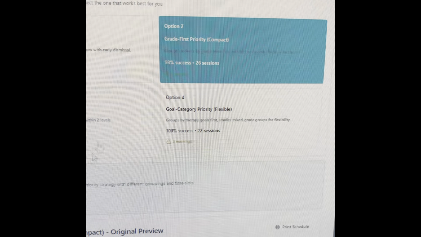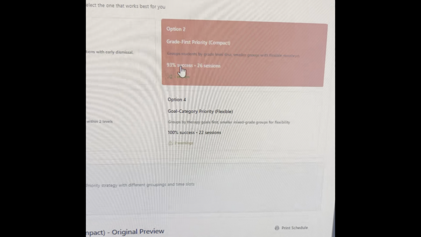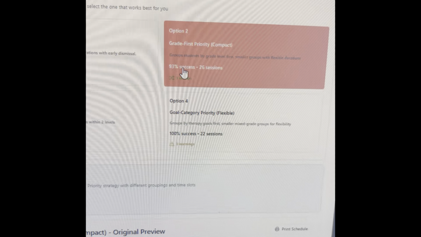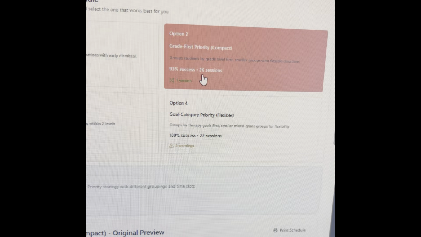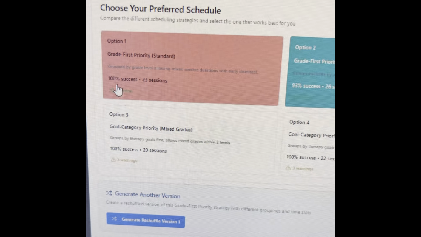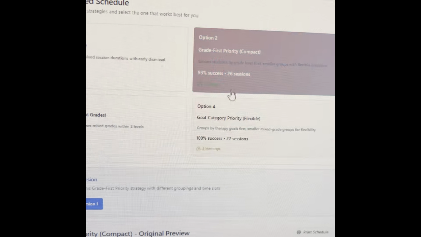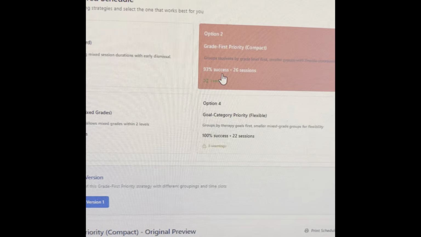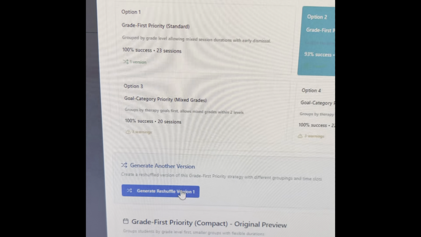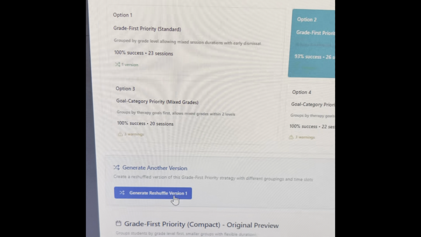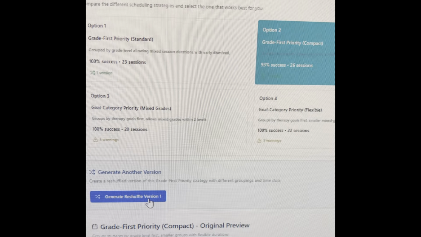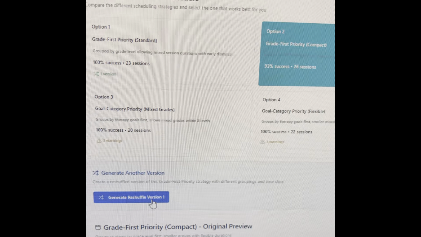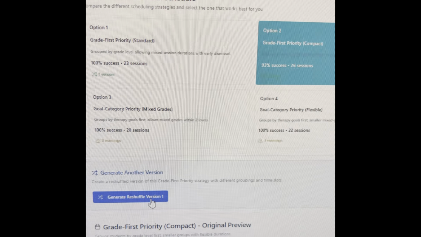So looking here at option 2, there's a 93% success rate with 26 sessions scheduled. Over here in option 1, we have 100%, option 3 100%, and option 4 100%. So we have option 2 at 93%. What we can do is come down here and generate reshuffle version 1, and perhaps it will increase to maybe 96%, maybe even 100, or it could reduce. So let's see what happens.